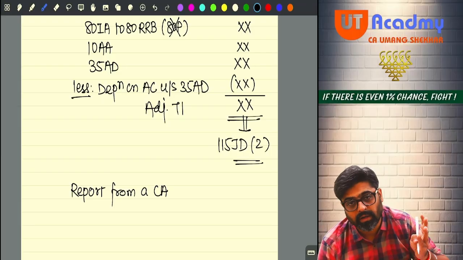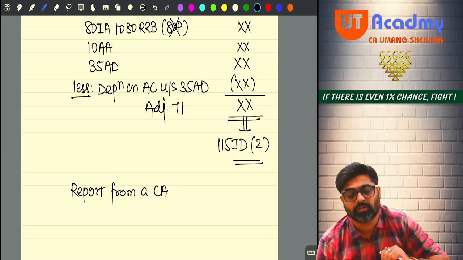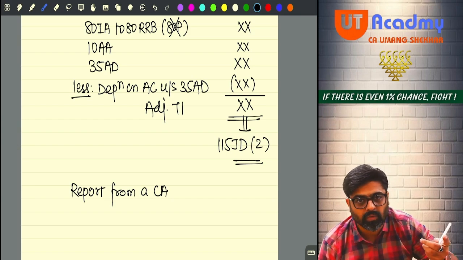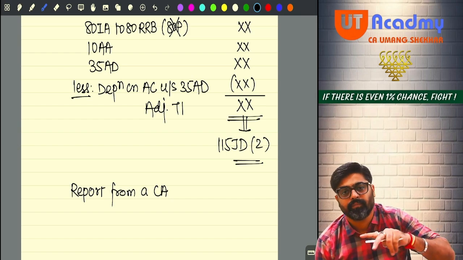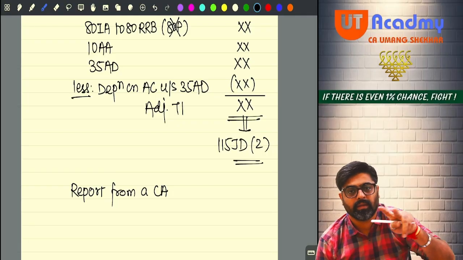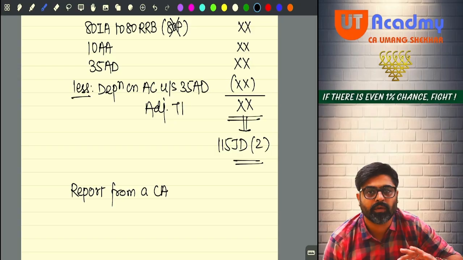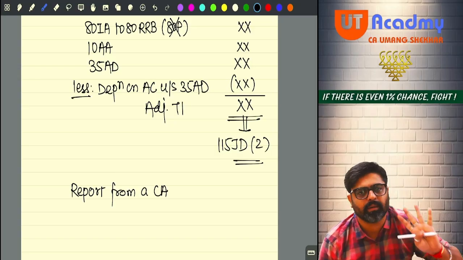Now, after claiming all these, the total income was this much. You are showing that your adjusted total income is this much. Is this adjusted total income getting tallied with the adjusted total income which should be calculated based on this report? Yes or no? If there is some discrepancy, everything will be given in that report.